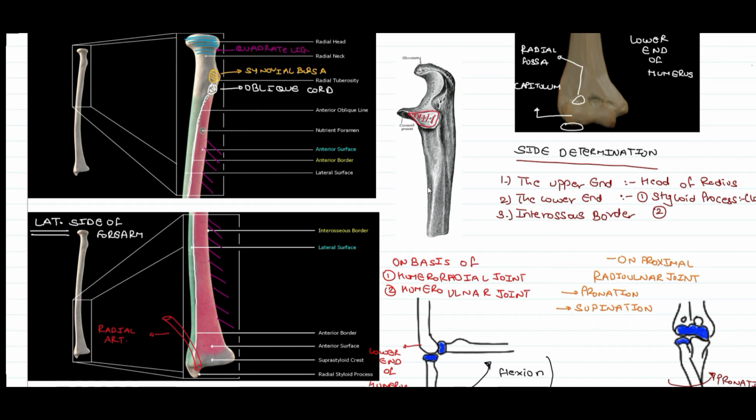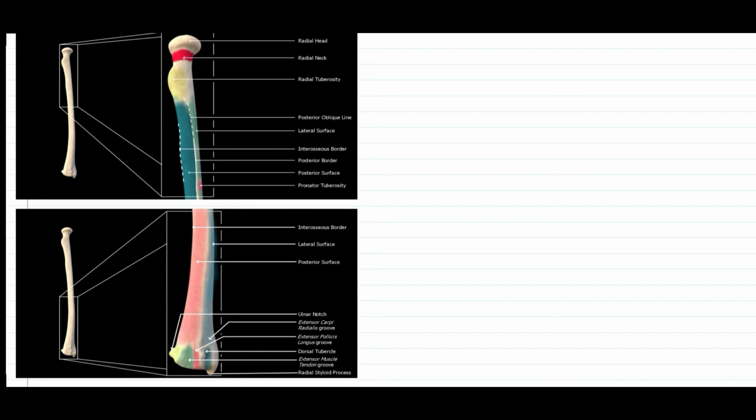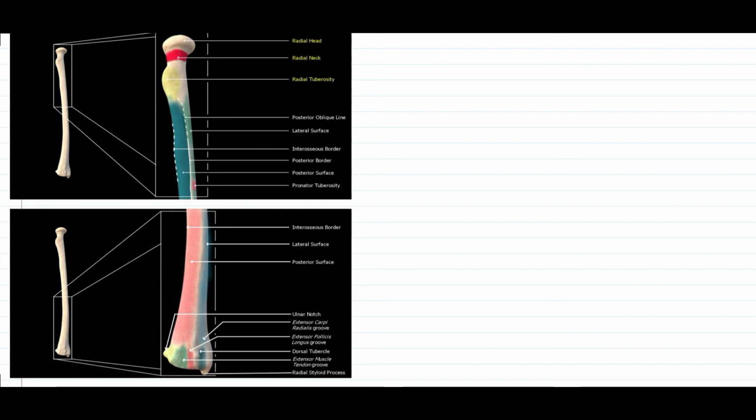So now moving further, we will take a look at the posterior aspect of the radius. On the posterior aspect of the radius, in the upper end, we have the radial head, the radial neck, and the radial tuberosity. Note, since it is the posterior surface of the radial tuberosity, it will have a rough appearance, and the reason for it is because the tendon of biceps brachii inserts onto the posterior surface of the radial tuberosity.